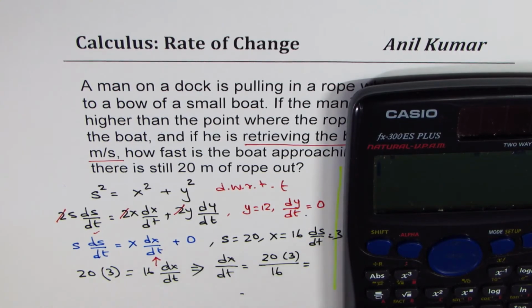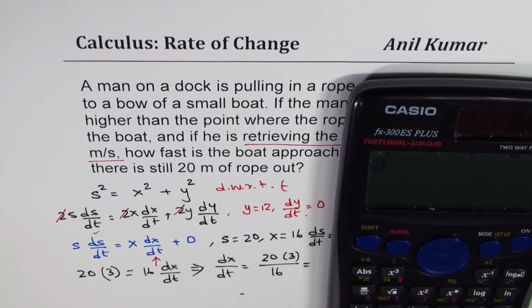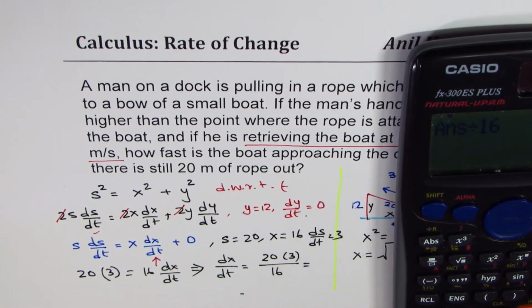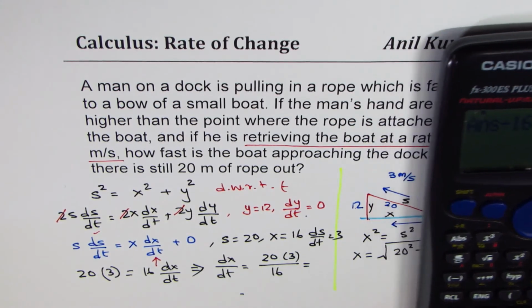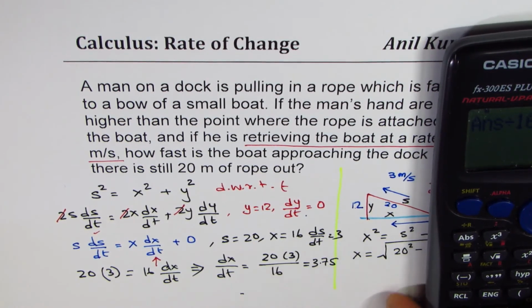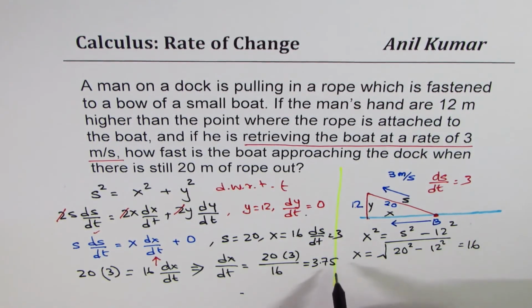We'll check the sign also, I'll get to that part. 20 times 3 divided by 16 equals 15 over 4. So let me write this in decimals, 3.75. And the units will be meters per second.